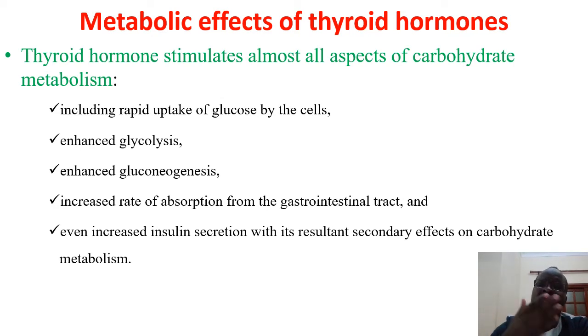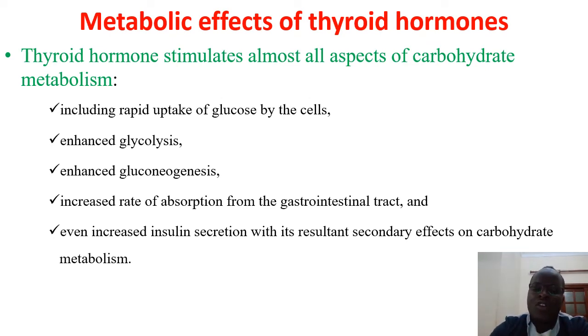So you're using lipids and protein to produce carbohydrates. The thyroid hormones can enhance gluconeogenesis and increase the rate of absorption from the gastrointestinal tract. The gastrointestinal tract uses a lot of secondary active transport and primary active transport. So the internalization of electrolytes and nutrients from the GIT can be facilitated by thyroid hormones.